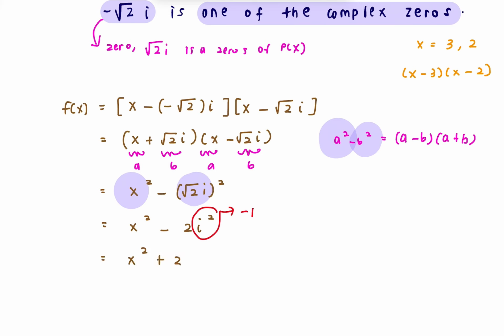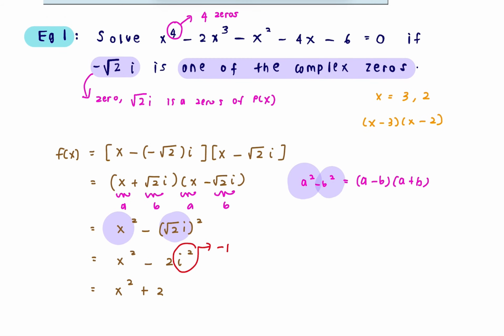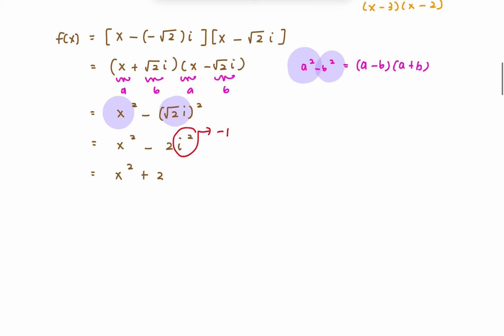Okay, so what to do with this quadratic? Look at the question back. Your question just now has a polynomial with the highest degree of 4, and right now you have the quadratic. So let's put the polynomial in the factored form that you have just now.